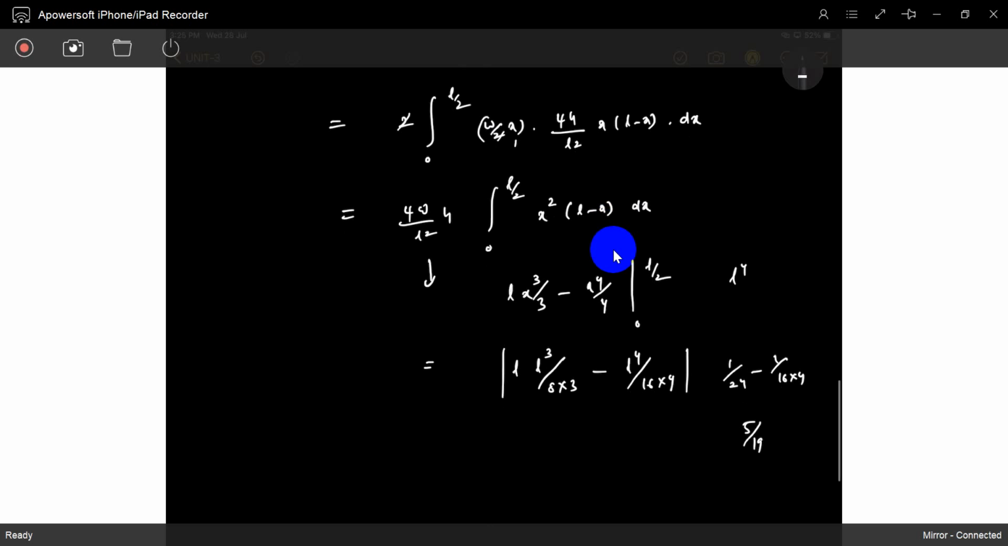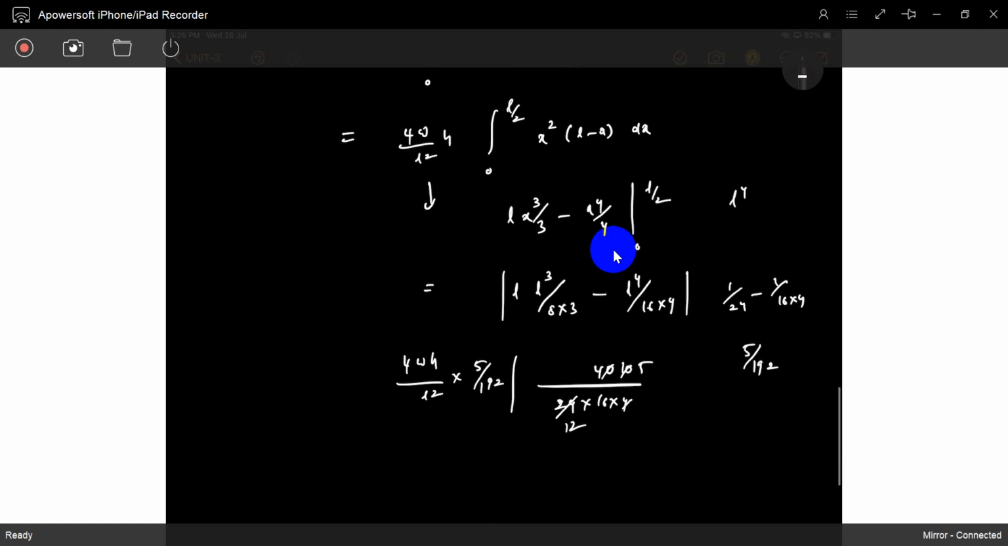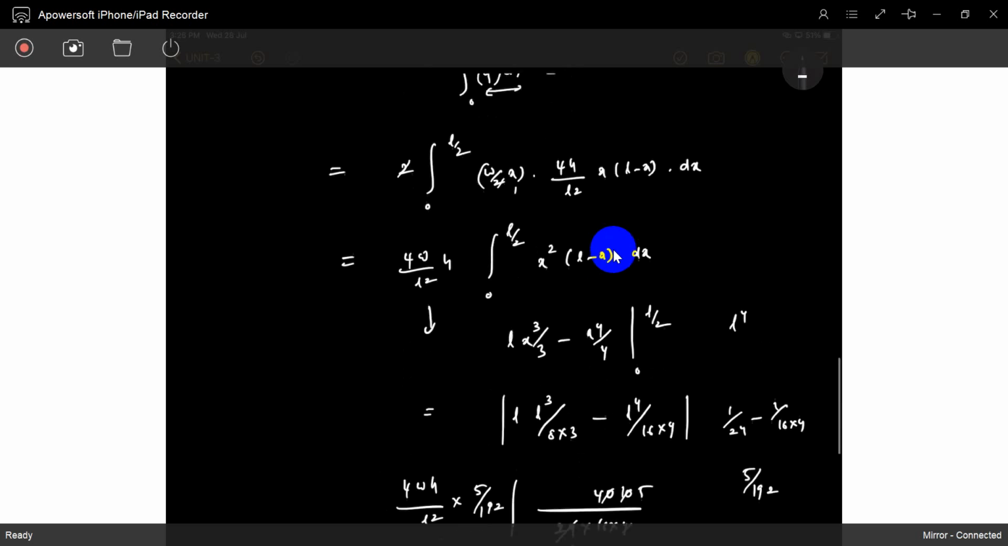Otherwise you can take it like this: 24, 16, 16 fours are 64 minus 24, 40. That's the value, 1 by 10. 2 fives are 10, 12 into 16 is 192. So that's it. 4WH by L square, 5 by 192. So what's that value? 20 WH by 192 L square. Okay, that's the value of the top portion.